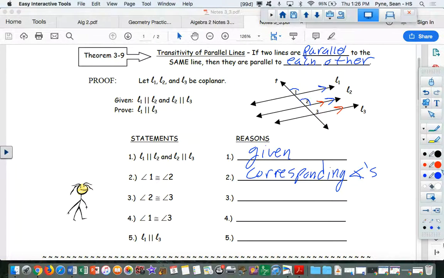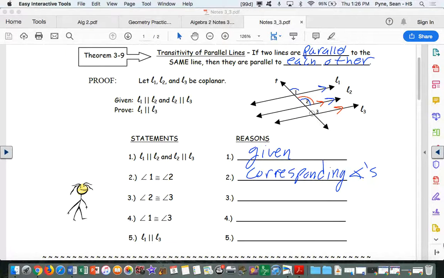Okay. How do I know that angle 2 is congruent to angle 3? Because look, we're told that L2 and L3 are parallel. That's in our given. So they're also corresponding.